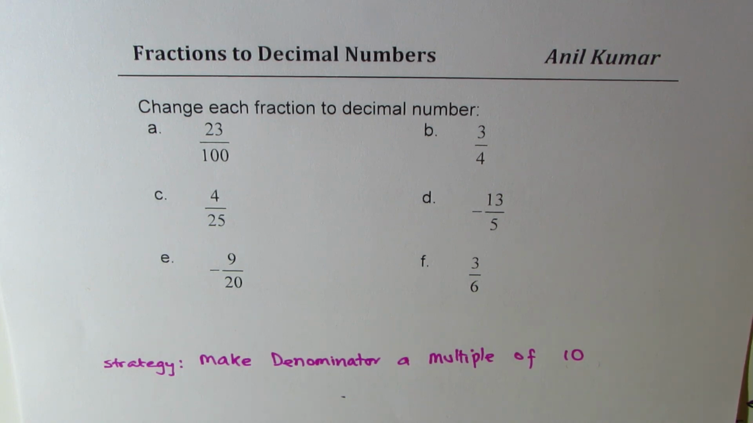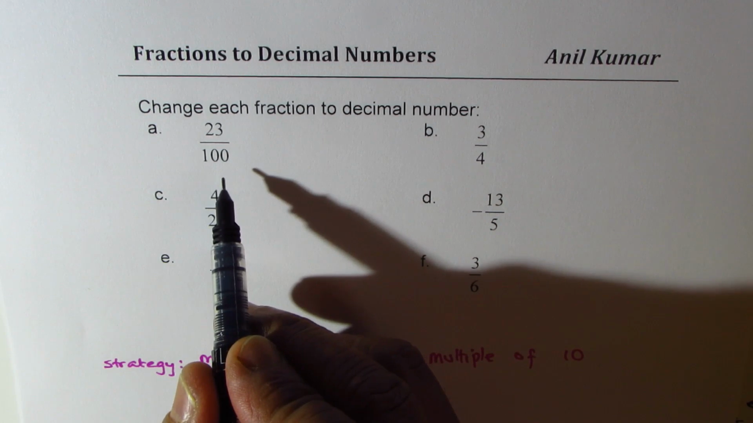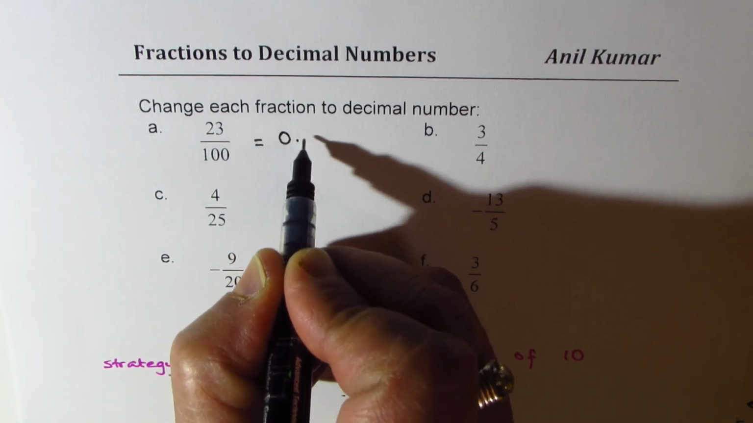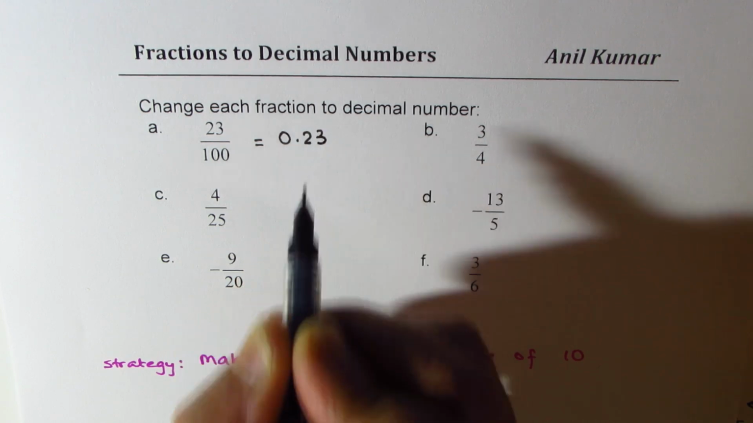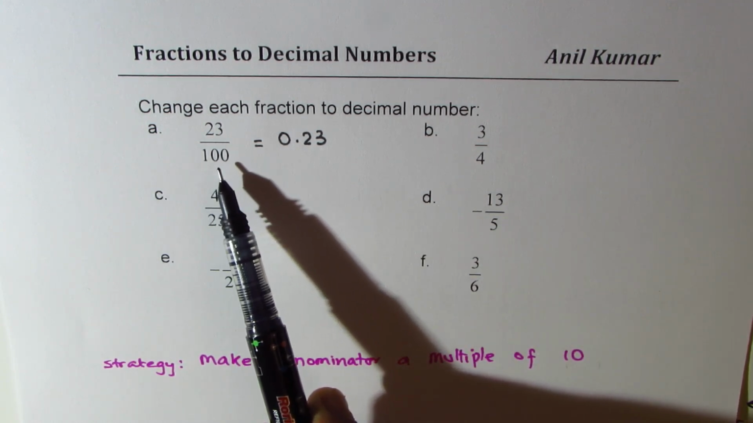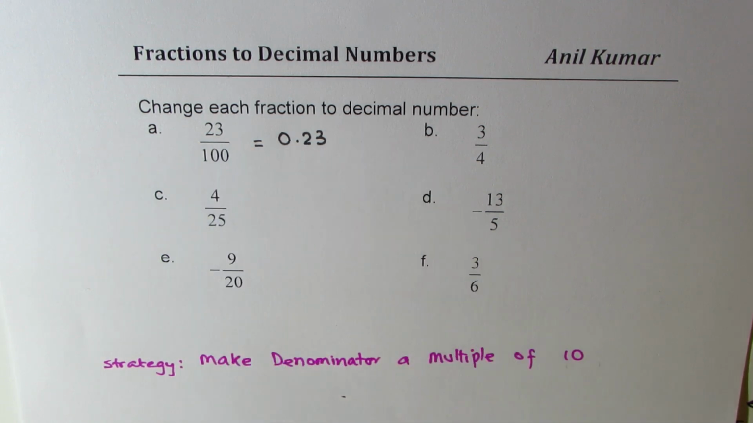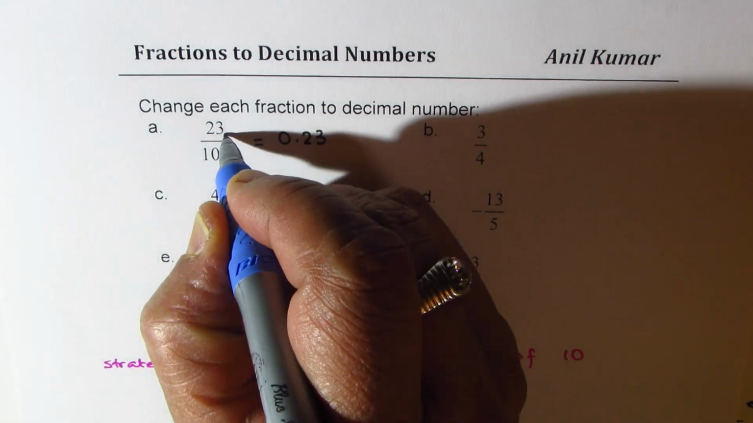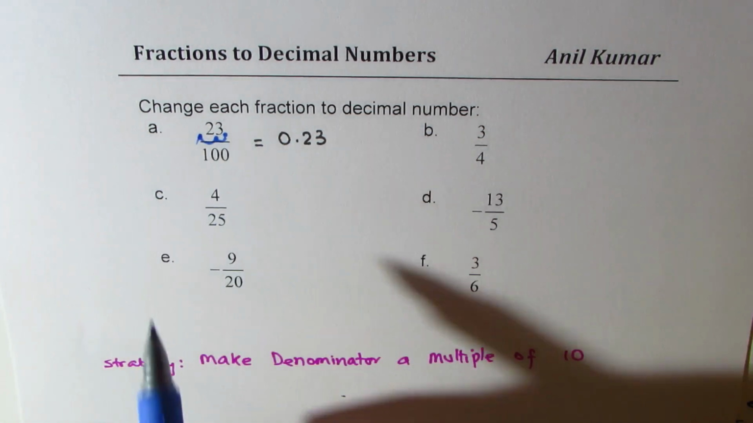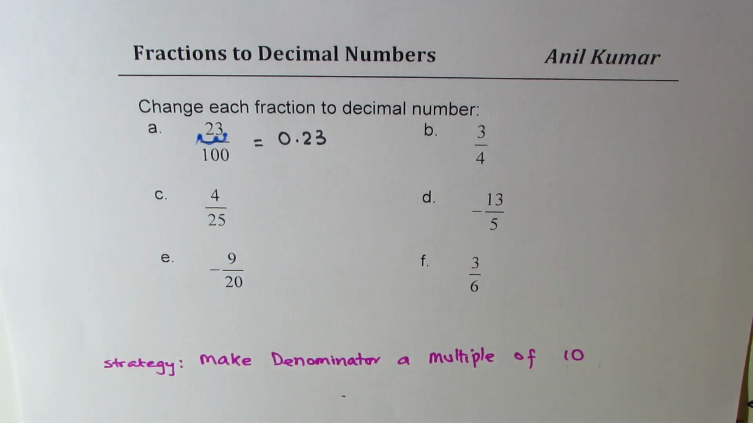The first one here, 23 divided by 100. Now that is simple. Straight away you could write this as 0.23, right? So what you should know is how to divide numbers by tens and hundreds. Dividing by 100 means moving the decimal 2 units to the left, making it smaller, right? So the decimal number is here. It is moved 2 units. So we get 0.23. So that is how we are going to get the answer.